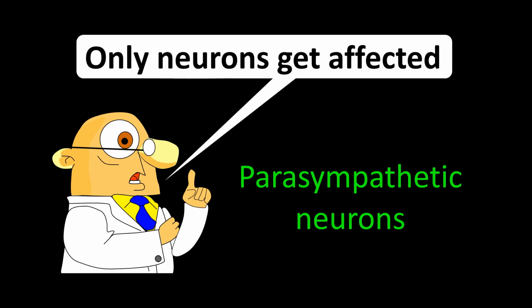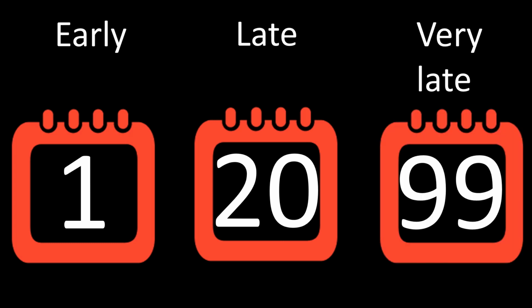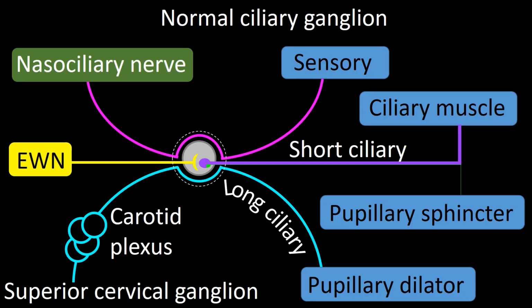So we can talk of early, implying the first few days after injury to the ciliary ganglion, late, about 20 days after the injury, and very late, about 3 months after the injury of the ciliary ganglion. Let's start with early and go back to the complete normal diagram to start our explanation.